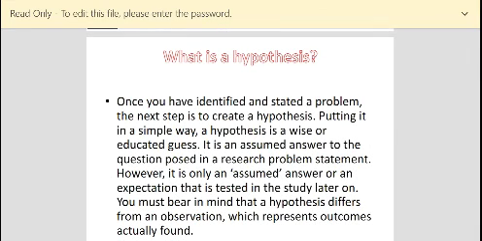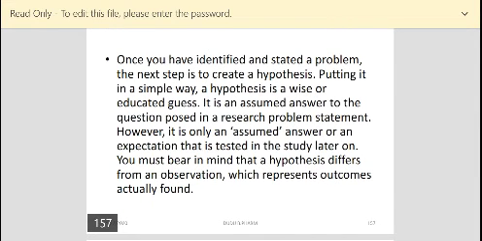Let's see now what is hypothesis. As from the beginning, we said this is a prediction or an academic guess. So once you have identified and stated a problem, the next step is to create a hypothesis. Putting it in a very simple way, hypothesis is a wise or educated guess. So it is an assumed answer to the questions posed in the research problem statement.